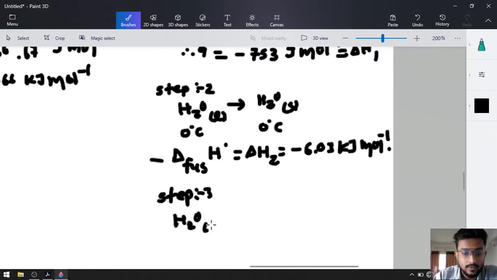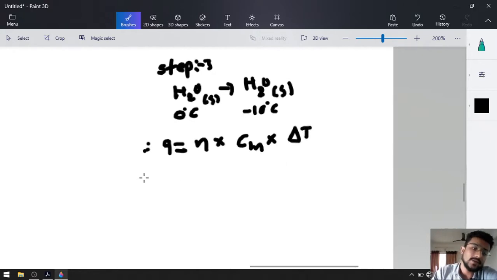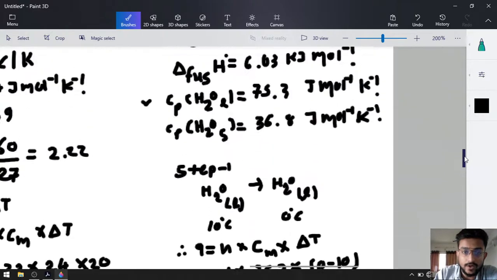H2O solid to H2O solid, but the temperature difference is there, 0 degree Celsius to minus 10 degree Celsius. Now again for this, Q will be equal to number of moles into Cm into delta T. Now the value of Cm will be different because now water is solid. Number of moles is 1. For H2O solid, the value is 36.8.